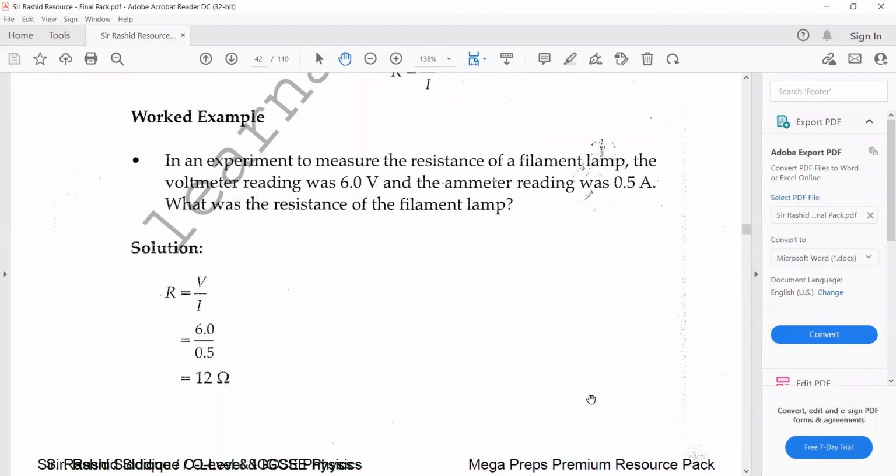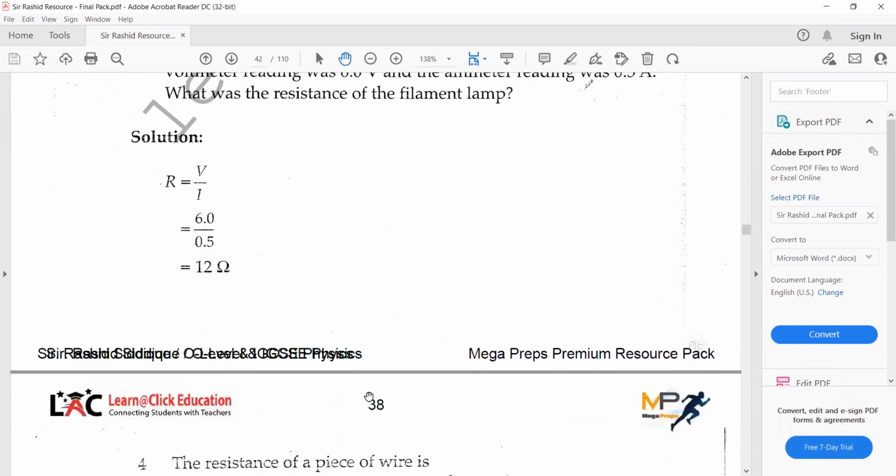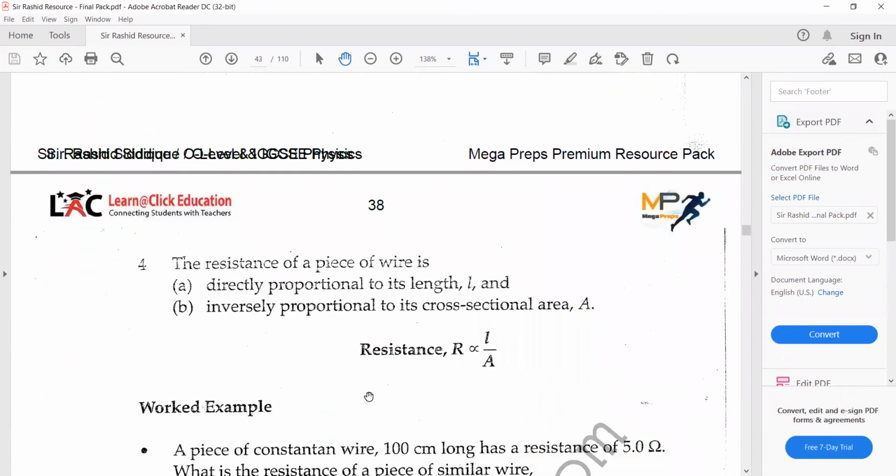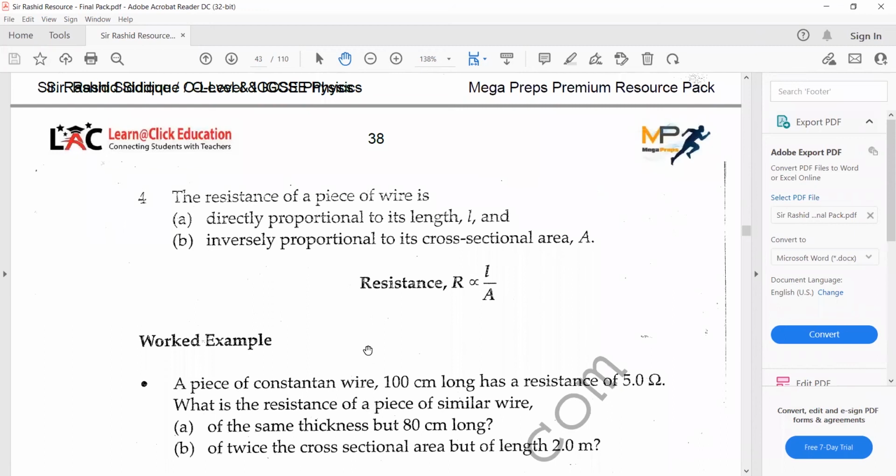There is a small calculation for the understanding of the formula. Current in the ammeter is 0.5 ampere and potential difference is 6 volt. So what is the resistance of the lamp? R is equal to V upon I. You will get 12 ohm. This is the sign of ohm. You can also write 12 volt per ampere, V upon A. You will get the same thing. Now, there is another very important concept.